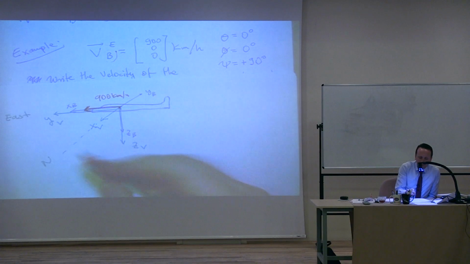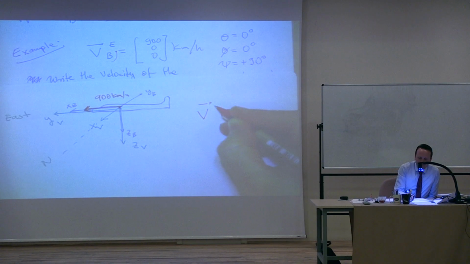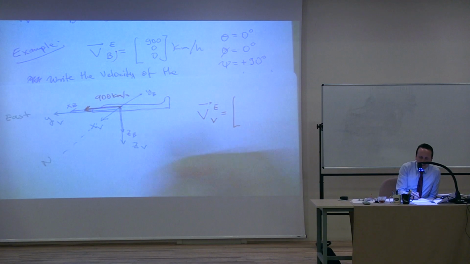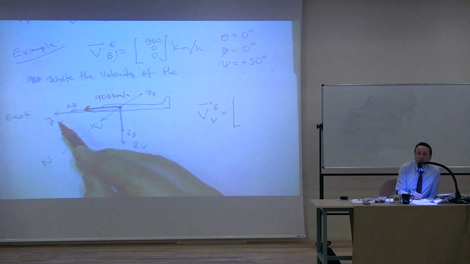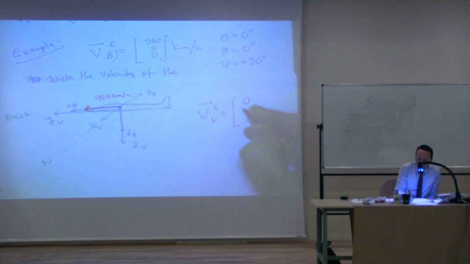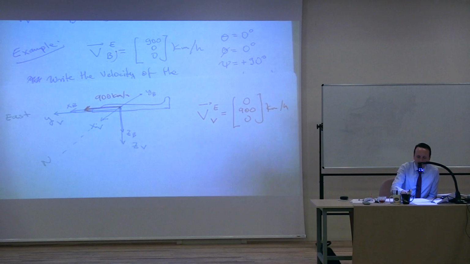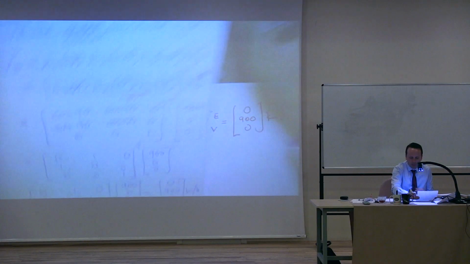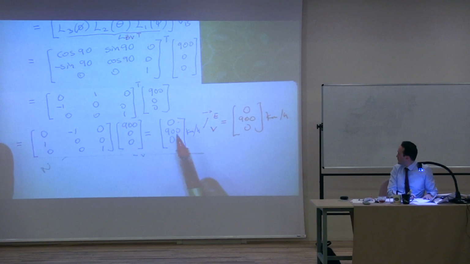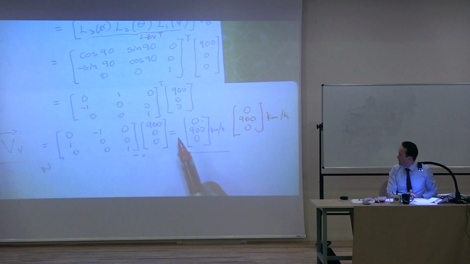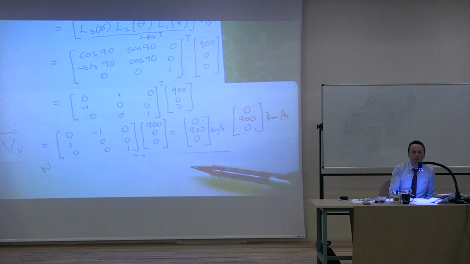Which also means the velocity of the aircraft with respect to an observer from Earth, written in the vehicle carried coordinate system, is simply 900 towards YV. So it is 900 kilometers per hour. I can see it in this picture. What did we find? We found the exact same thing.